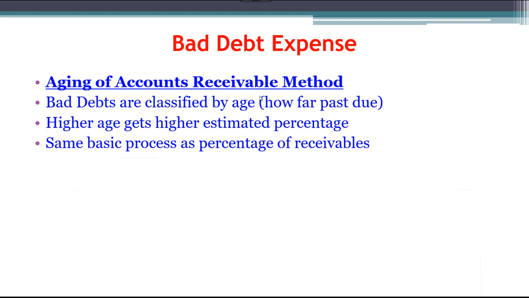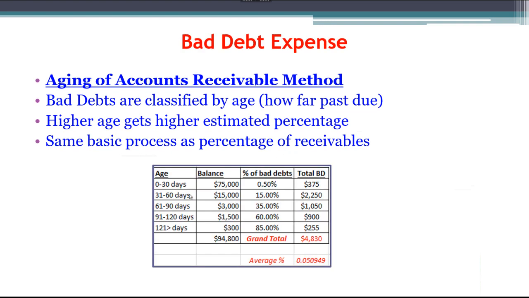Now the aging of accounts receivable method is very similar. The difference is now instead of just taking one big accounts receivable balance, we're actually classifying them by age. In other words, how far past due are they? The higher the bad debt age, the higher the estimated percentage it gets, the more risk there is. But once you do that, it's the same basic process as the percentage of receivables method. So let's take a look at this example here.